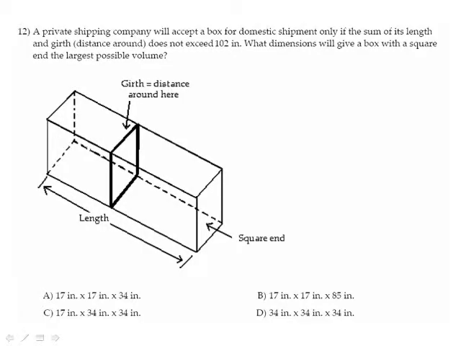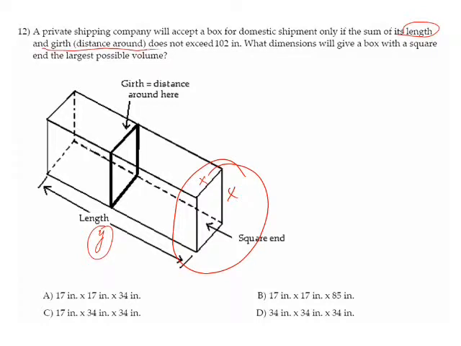In problem 12, we're trying to find the optimal dimensions of a shipping container or a box that has a square end. By being a square end, this end could be x by x. In other words, it's square. And we want to find the dimensions that will give the box the largest possible volume. So we want to also find the length of this box. And there's a constraint on the box that the sum of its length, which would be y, plus its girth, which is the distance around, must not exceed 102 inches.